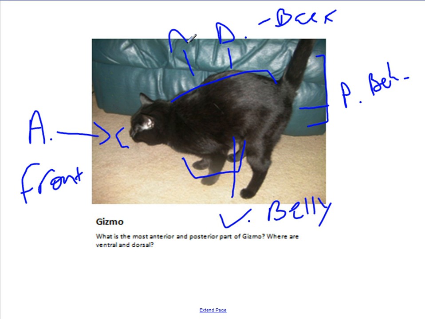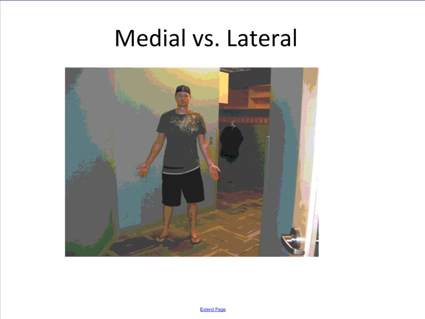And let's all give my cat a round of applause for being nice. And, well, I guess I couldn't say she actually volunteered for this picture. It took me quite a few tries to even get this picture of her standing like this. But thank you, Gizmo.